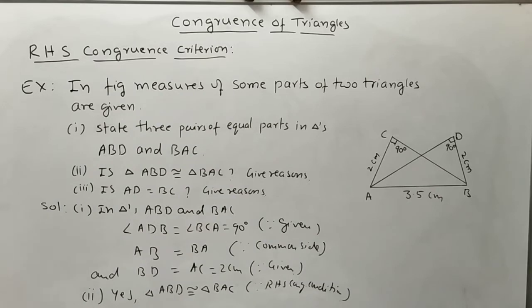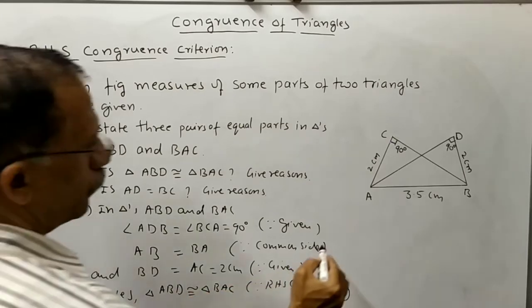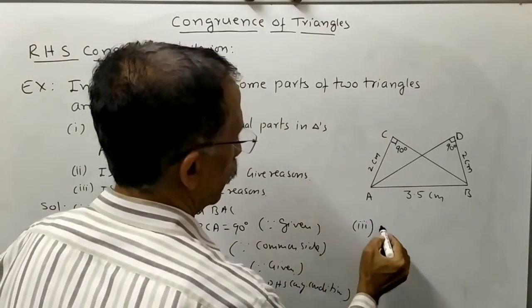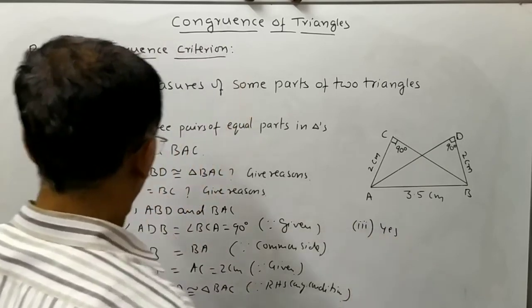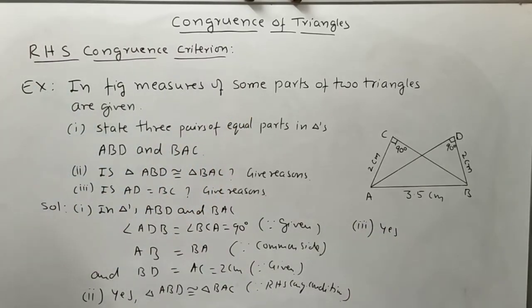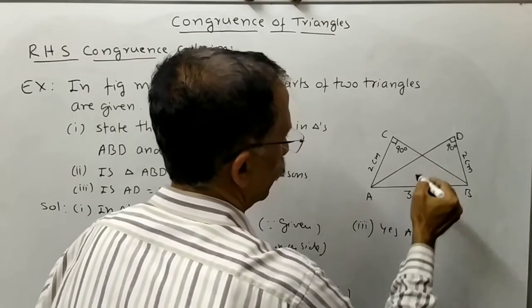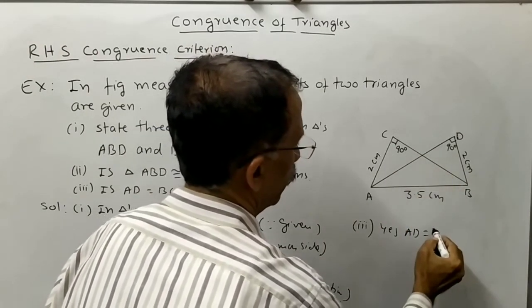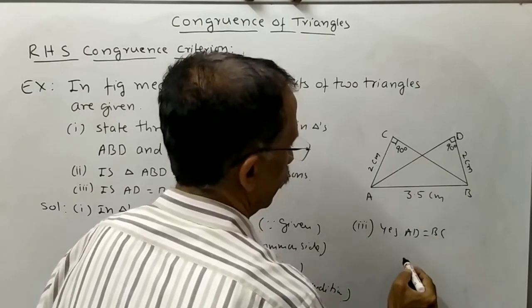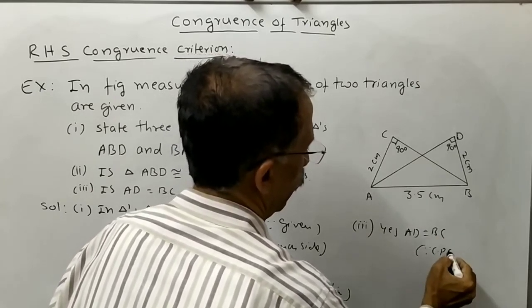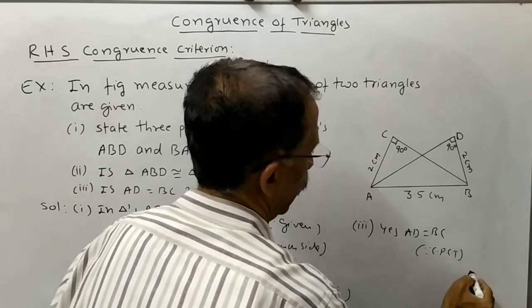And what about the third one? Yes, AD is equal to BC by corresponding parts of congruent triangles.